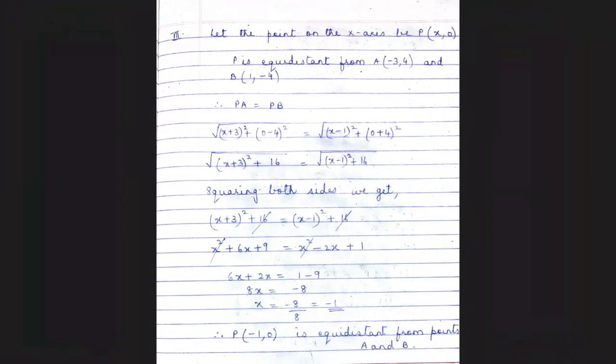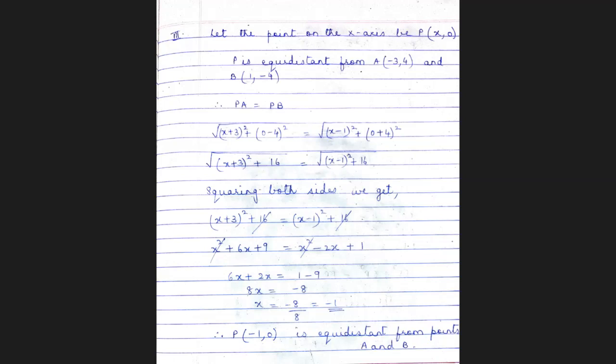Now, since this point P is equidistant from both A and B, we know PA equal to PB. So the distance PA is root of (x minus minus 3, that is plus) x plus 3 the whole square plus 0 minus 4 the whole square, that is equal to the distance PB, root of x minus 1 the whole square plus 0 minus minus 4, so that's 0 plus 4 the whole square. Now, since both the sides have square roots, you can square both the sides. The square root sign goes off and you get x plus 3 the whole square plus 16 equal to x minus 1 the whole square plus 16. 16 and 16 get cancelled.